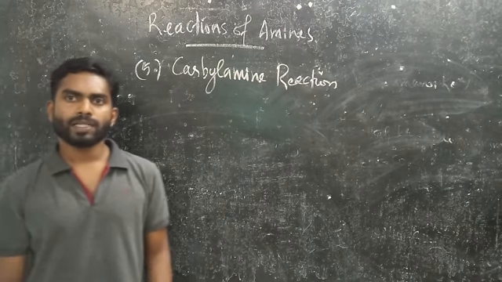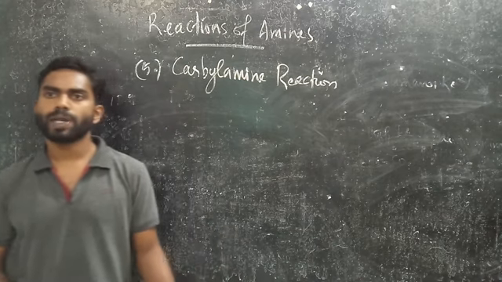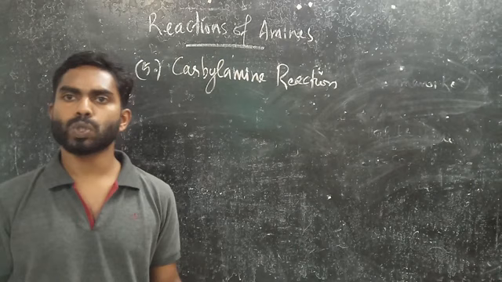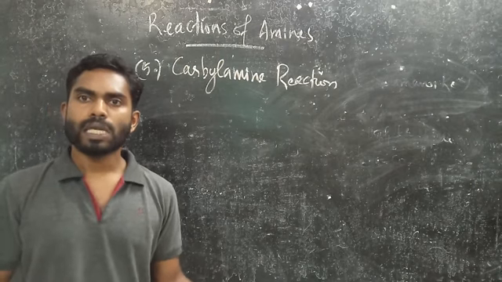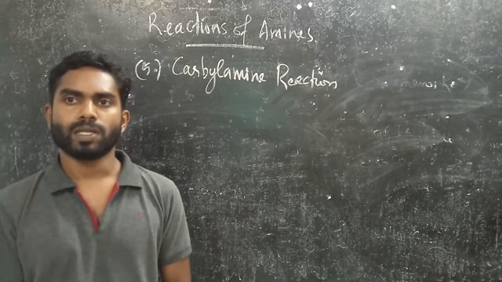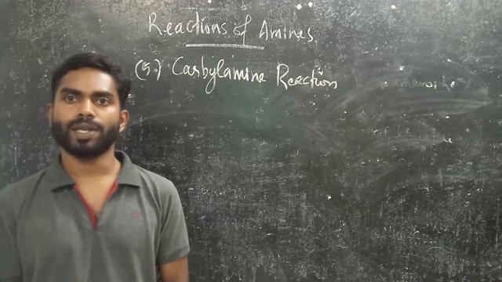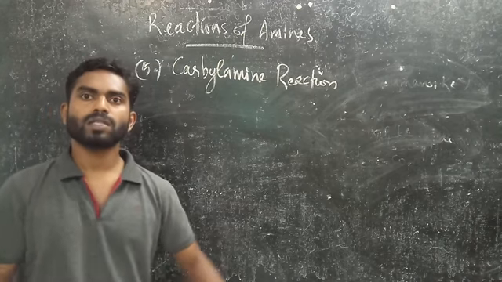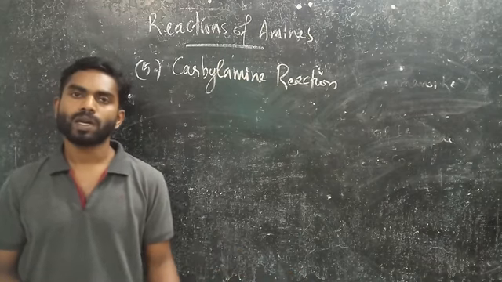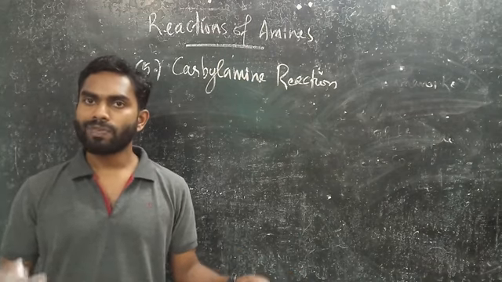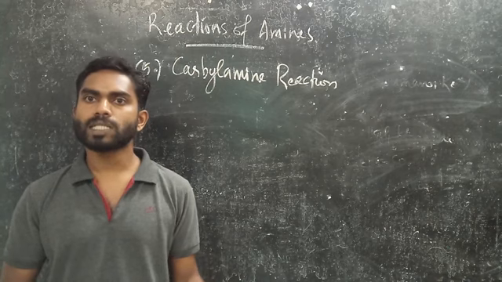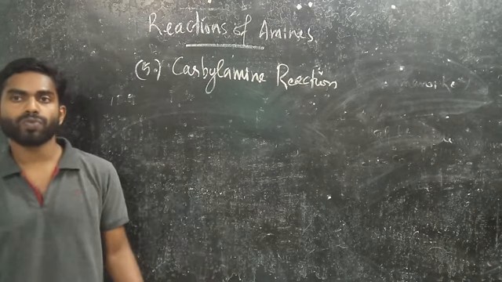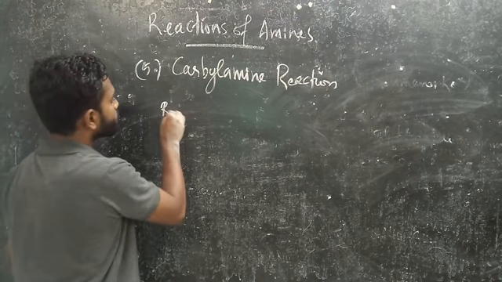Aliphatic as well as aromatic primary amines, when treated with chloroform and an alcoholic solution of KOH, yield the corresponding carbylamines, also called isocyanides, which have a characteristic foul or unpleasant smell. This reaction is known as the carbylamine reaction.